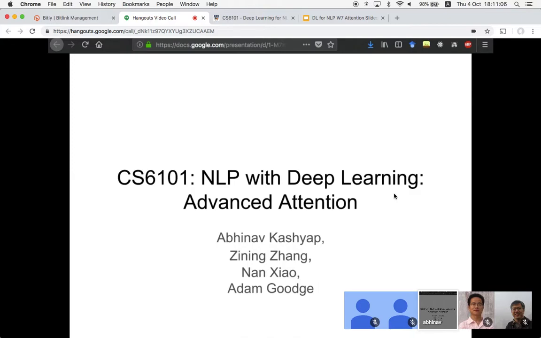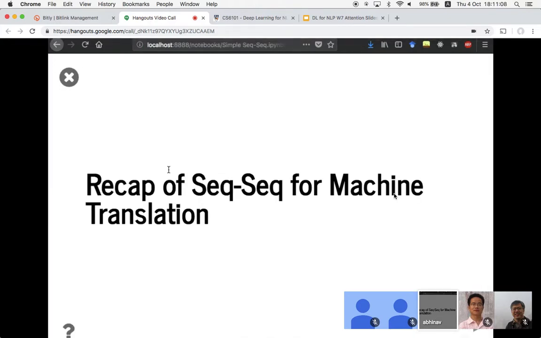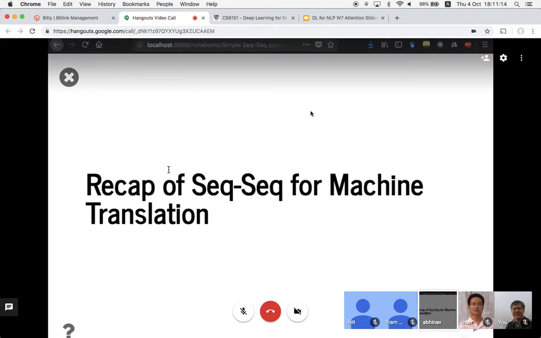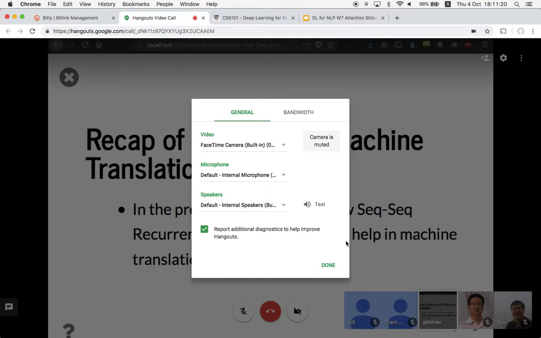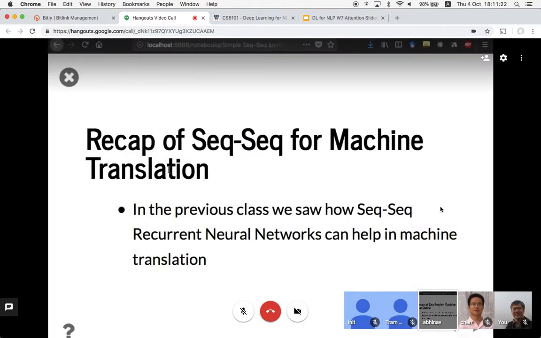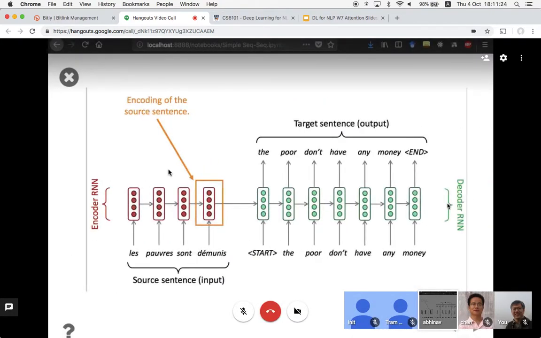First, we will do a recap of sequence-to-sequence for machine translation. In the previous class, we saw how sequence-to-sequence recurrent neural networks can help in machine translation. And we had something like this. This is a sequence-to-sequence recurrent neural network.